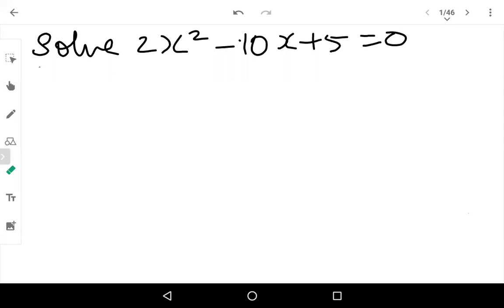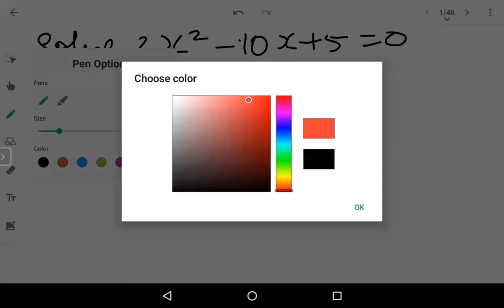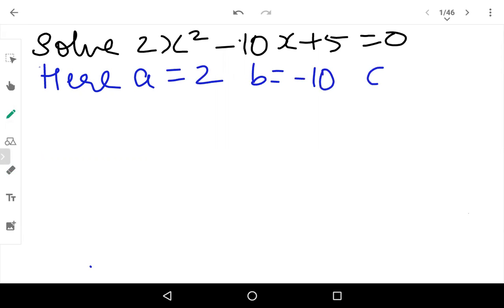Now this problem, 2x square minus 10x plus 5 is equal to 0. Okay, let us see this problem. How do we solve it? Starting the procedure, everything remains same. There is no change in the procedures, so you can go on with the same procedure. First we will write down here a is equal to 2, b is equal to minus 10, c is equal to 5.